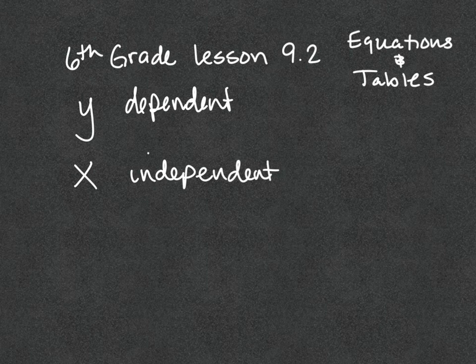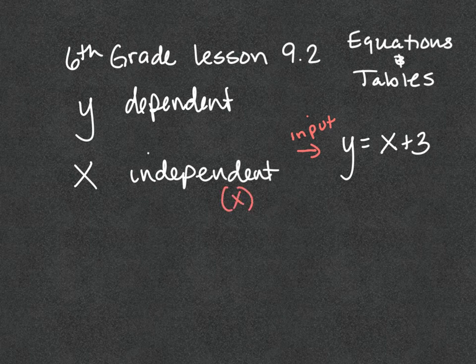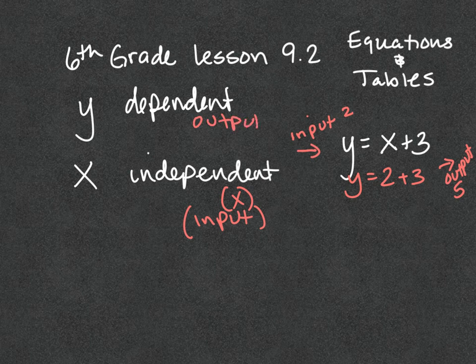If I were to give you the equation y equals x plus 3, what I would know is that y is the dependent variable, x is the independent variable, and I need to know x in order to solve for y. What we call the input is that independent variable. So if I input, let's say, 2, then in place of X we'll put 2, and that will give me an output. 2 plus 3, of course, is 5. So if I input 2 to that equation, my output will be 5.